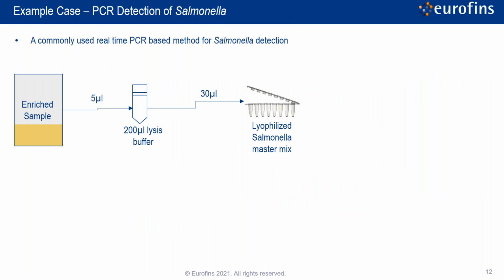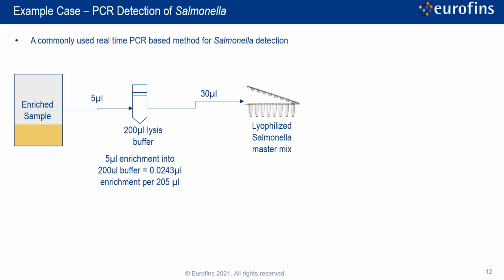So this is a good example of what I'm talking about, I hope. This is an example of a commonly used real-time PCR method for Salmonella detection, where you have an enriched sample of which you're taking 5 microliters into a lysis solution, 200 microliters in this case.